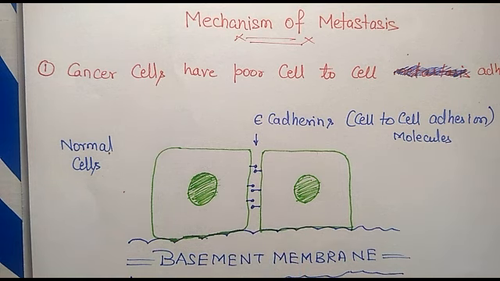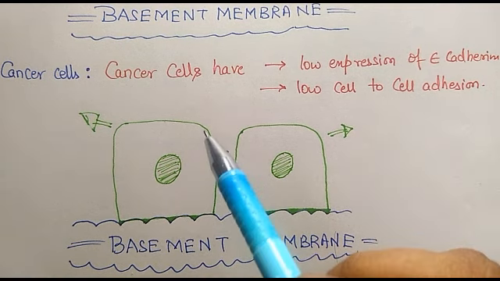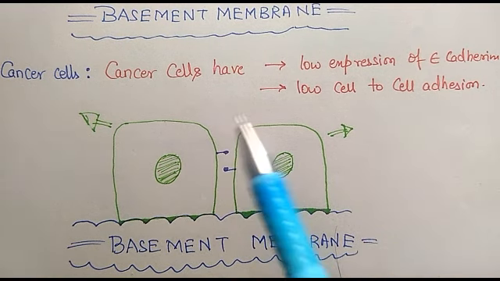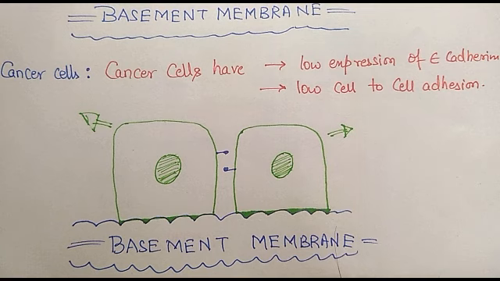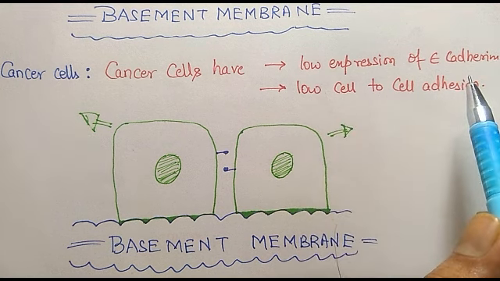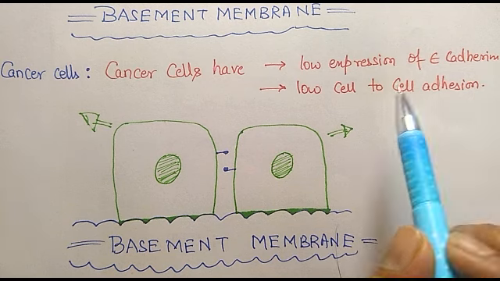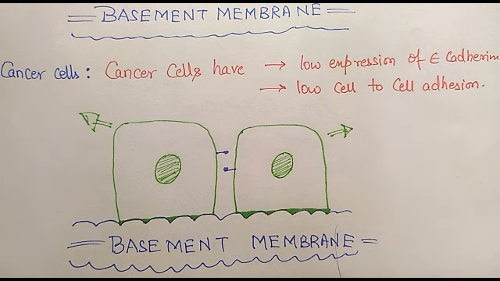Now, what happens in tumor cells? This is a picture of cancer cells, and you see two very important things which are different in cancer cells as compared to normal cells. They have low expression of E-cadherins, and because of this they also have low cell-to-cell adhesion, and you can see this very much in this picture.